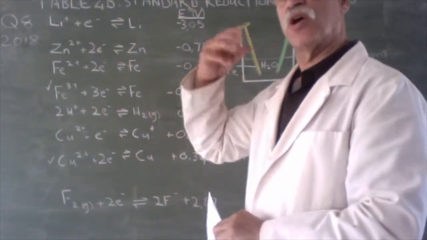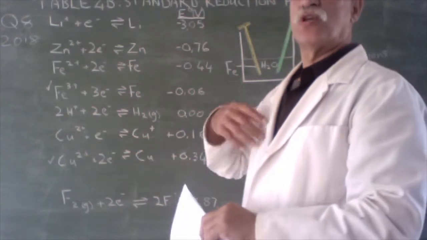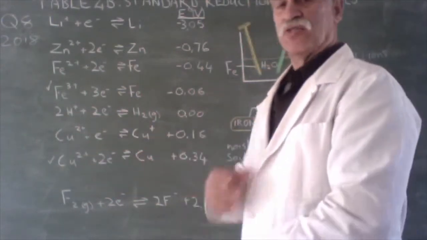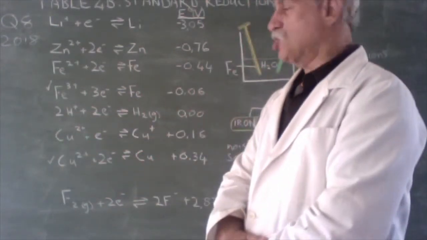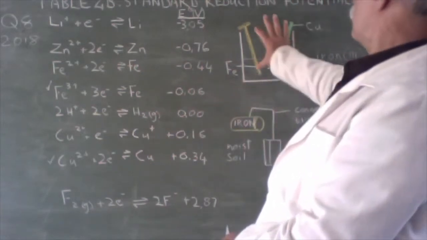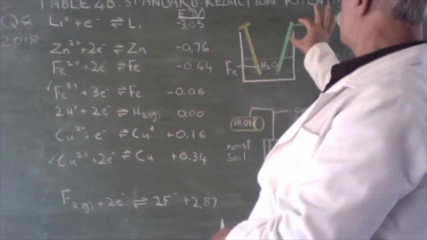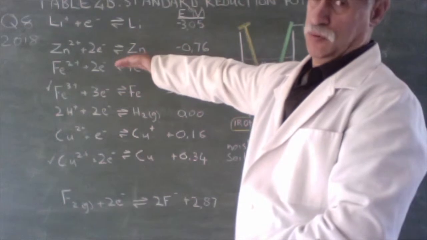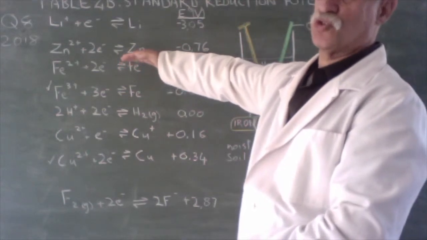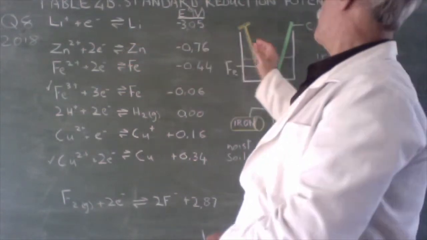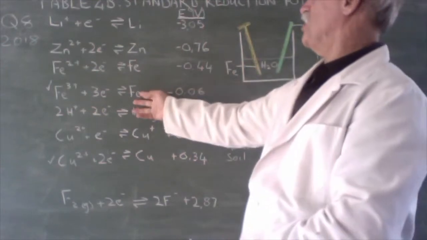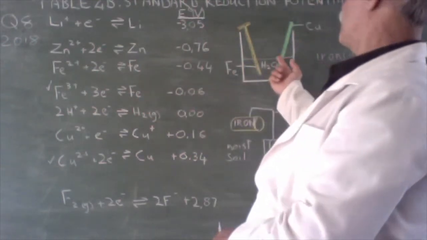What is oxidation? Loss of electrons. What is reduction? The gaining of electrons. We've got to become comfortable with the language. So now we've decided it is going to be the iron nail because it's higher up, likes to oxidize, stronger at oxidizing. It is going to be the one that corrodes and rusts first.